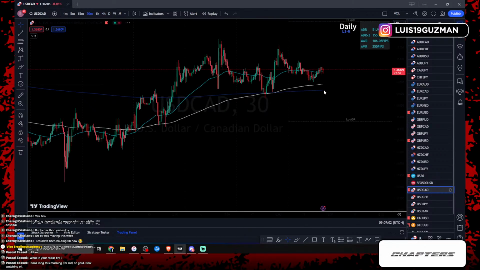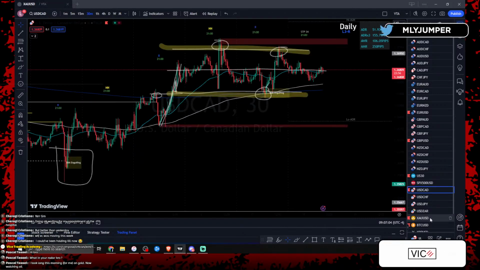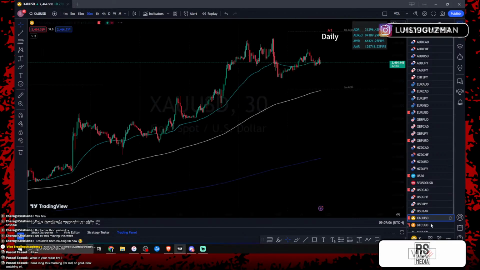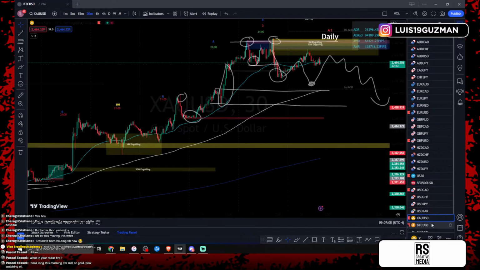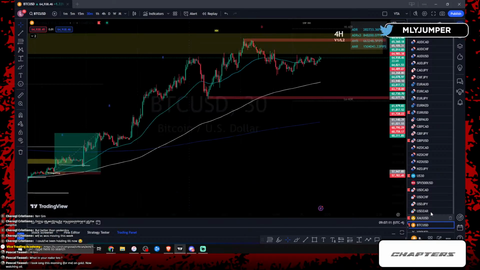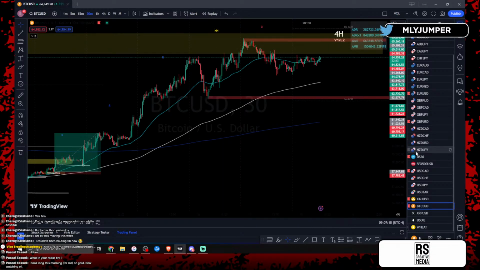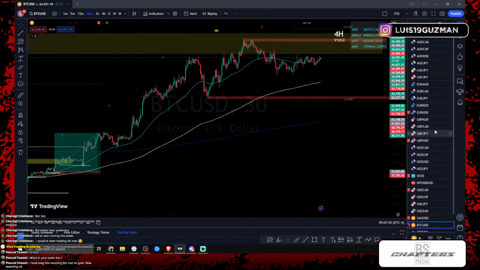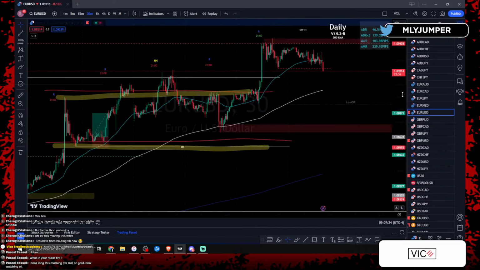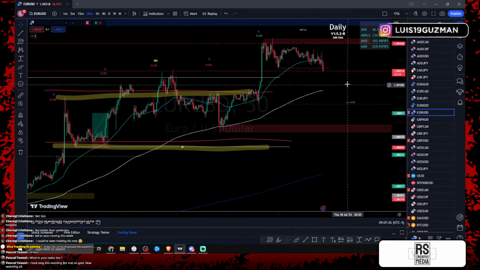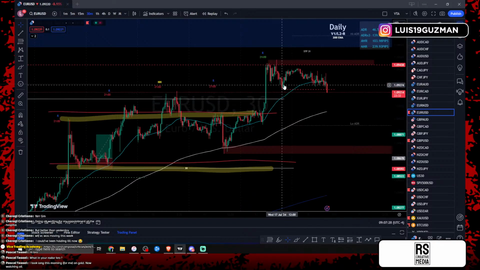USD CAD, we're still same place. Nothing really here has changed. Same thing for gold. Nothing has really changed. Bitcoin, same thing. Can't take these trades going short until we don't see lower lows and lower highs. I can't take trades going short. So we're pretty much in a position with a lot of these pairs where we just kind of got to be patient, wait for the breaks, right?